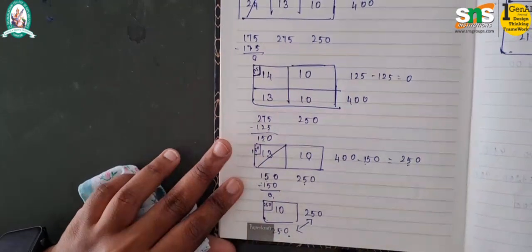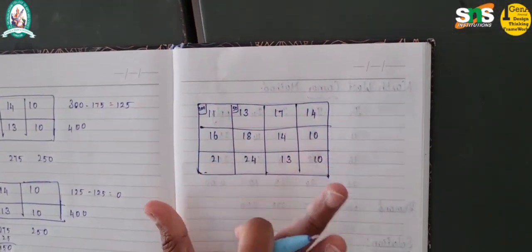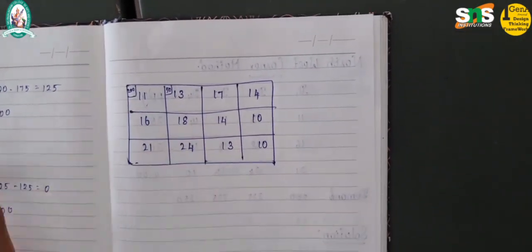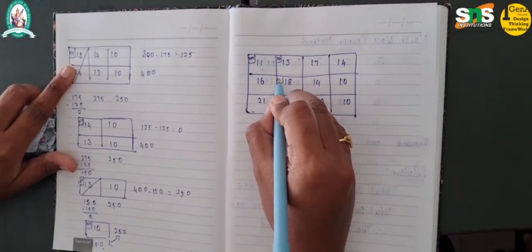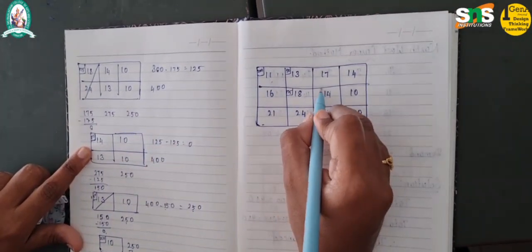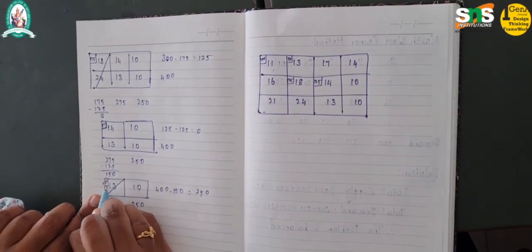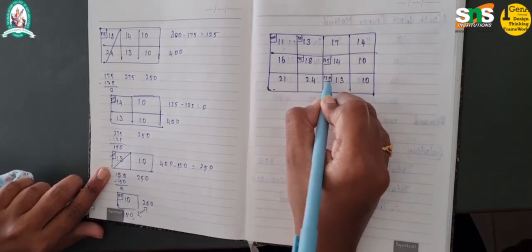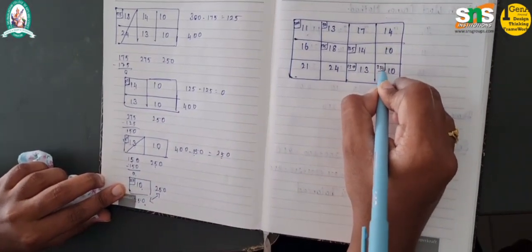So after all those allocations, we are going to write the table which was given in the problem. So we are going to write the allocation in each cell. Here the 18, what is the allocation? 175. So I am writing this here. And next 14, I get an allocation of 125. Then the next value 13, I get an allocation of 150. And the last 10, I get an allocation of 250.